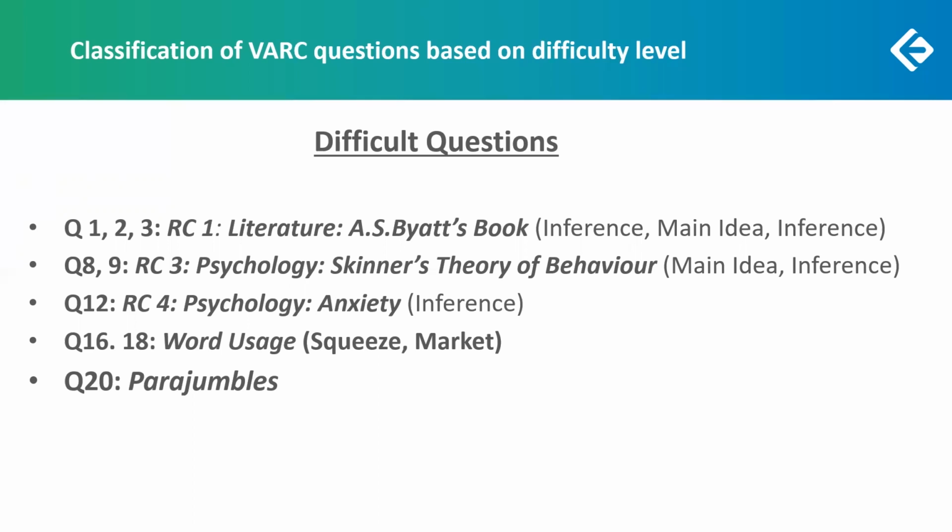The Skinner's theory of behavior passage had 2 difficult questions. There was 1 easy, the other 2 were quite challenging. The main idea and the inference question were quite challenging. And out of RC4, the psychology one, 1 inference question was a challenging one. We identified 2 others as easy.